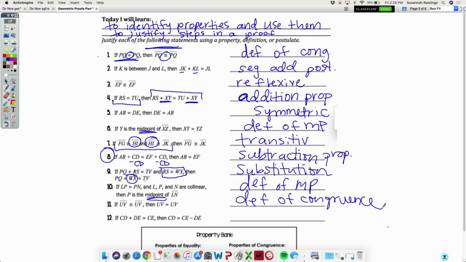Okay, and then the last one was a little bit tricky. The DE was over here. It's now moved to the other side, so if I were solving an equation, how would I move it to the other side? By subtracting DE. So we subtracted it on both sides, so that's subtraction.